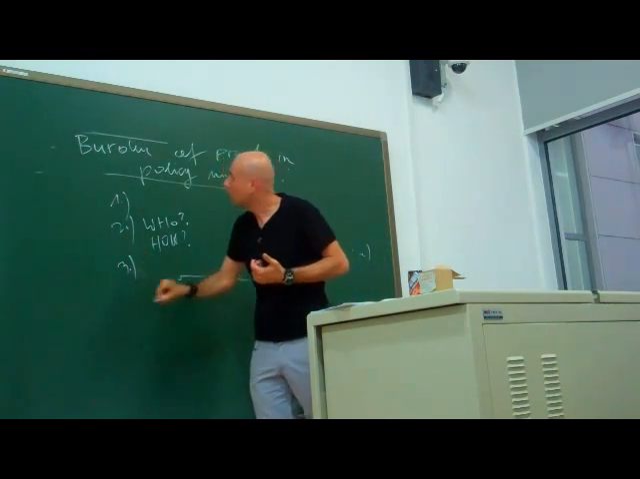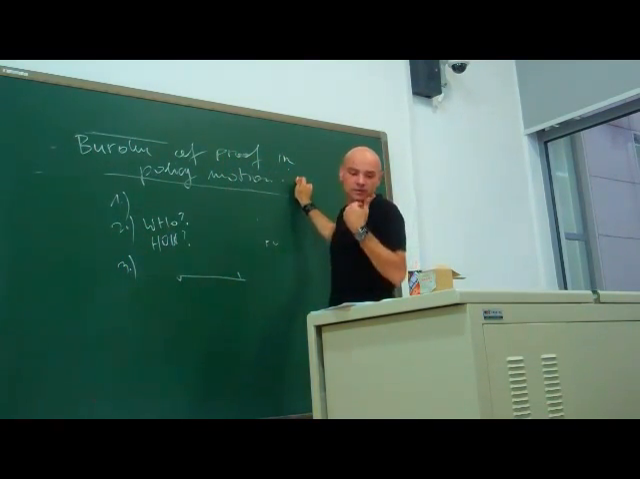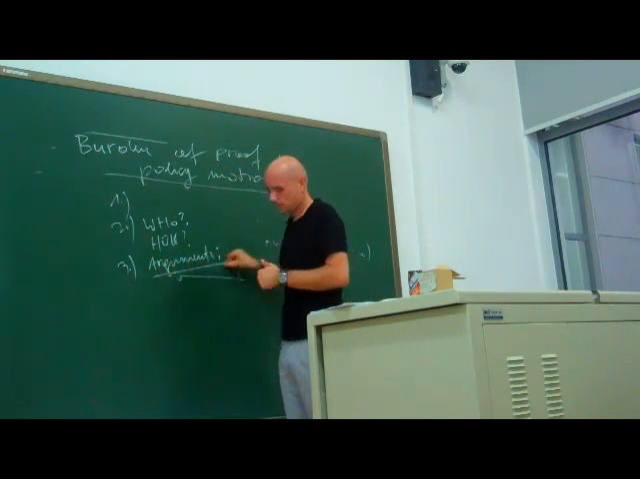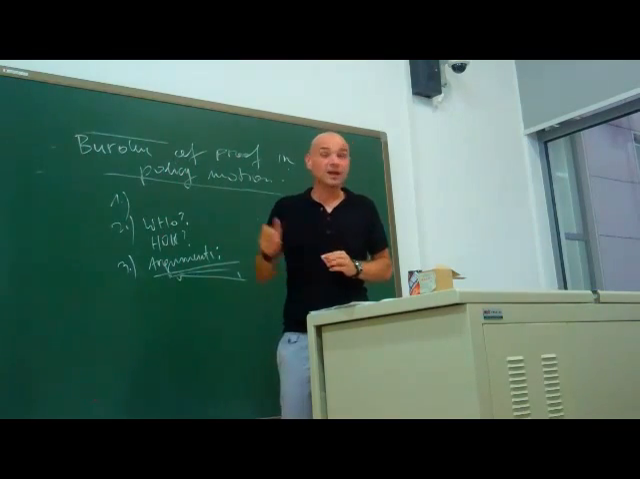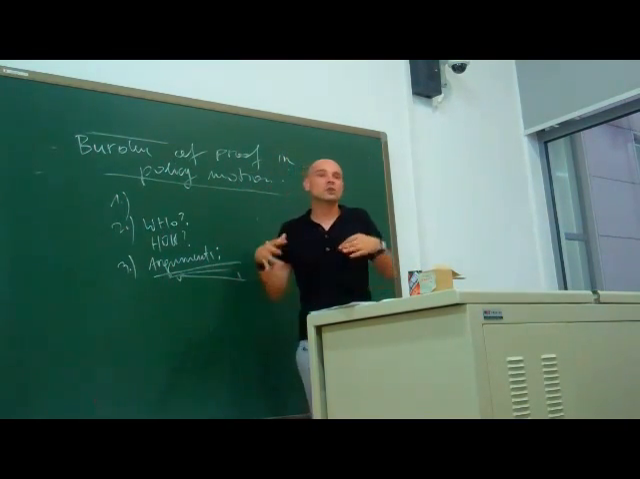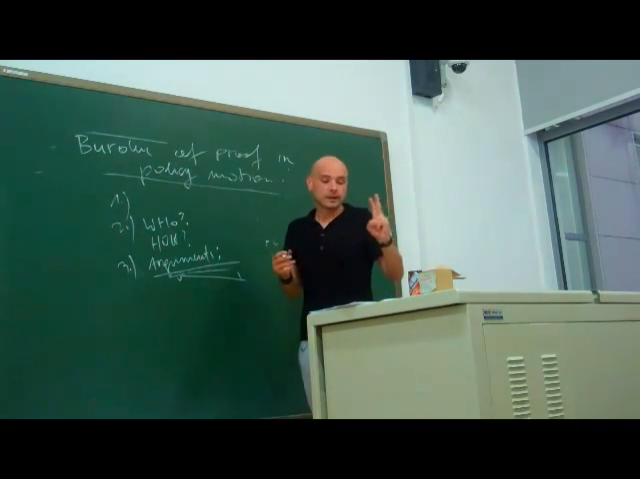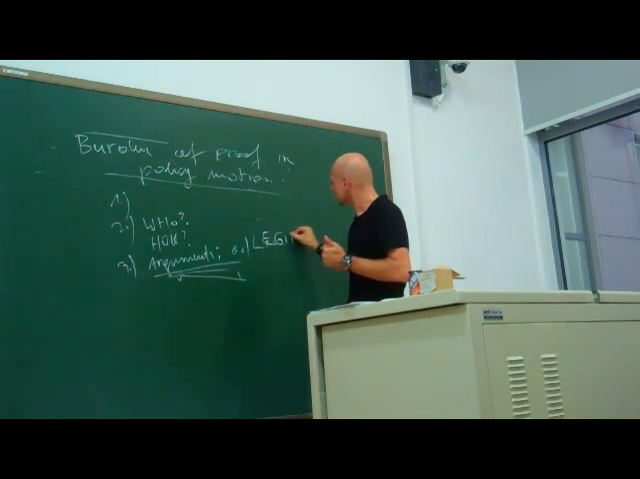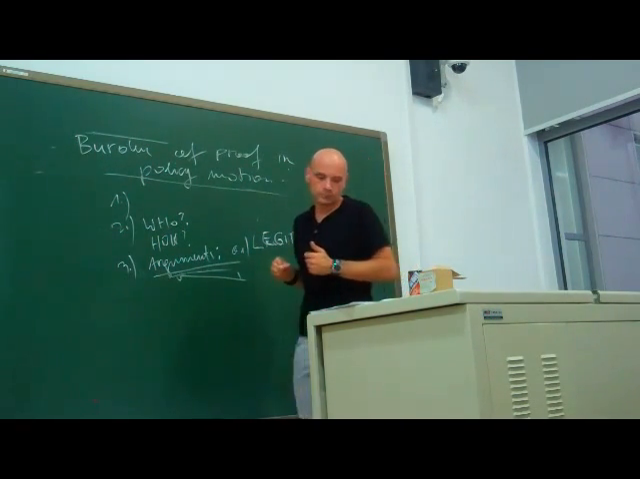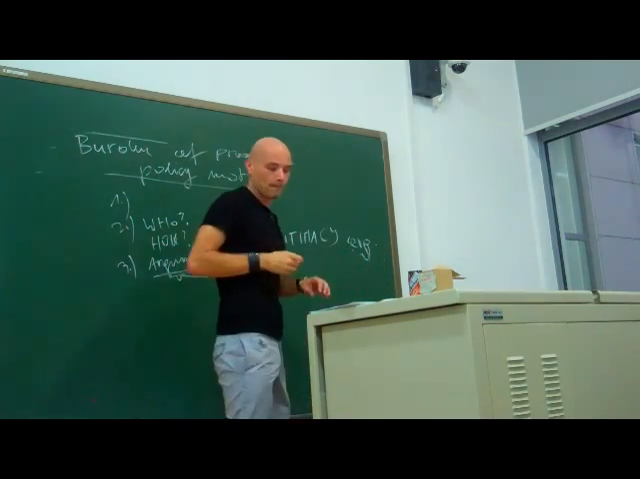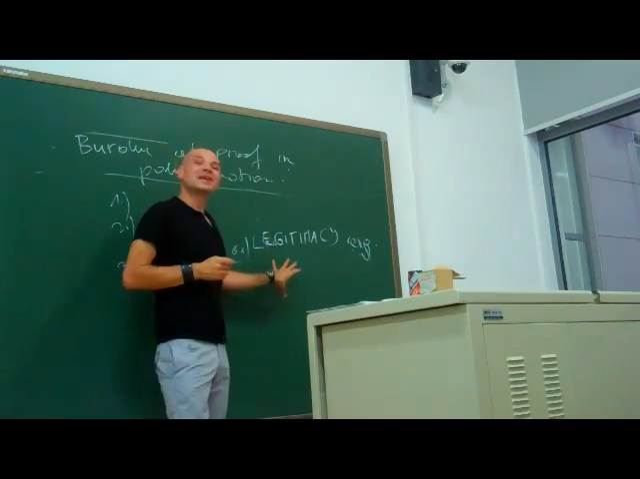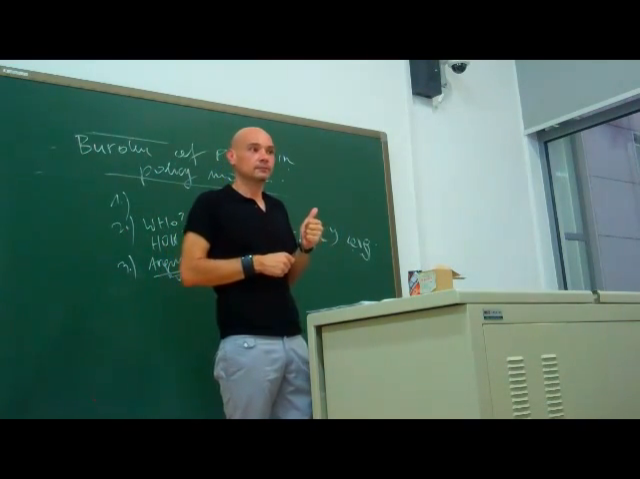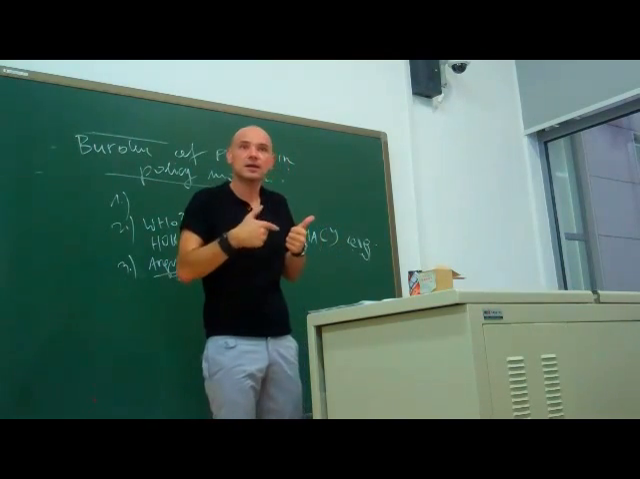Now, the third part of burden of proof in policy motions is, of course, arguments. Now, arguments can be, let's say, this is only for your help, two types of arguments. The first type, let's say A1, can be legitimacy arguments. What do we establish with legitimacy arguments? First, is the problem a legitimate one? Is the problem we are discussing a legitimate one?